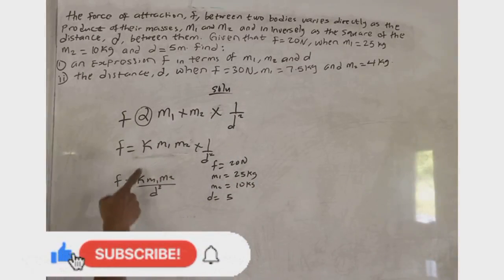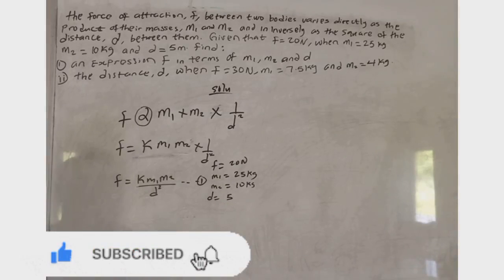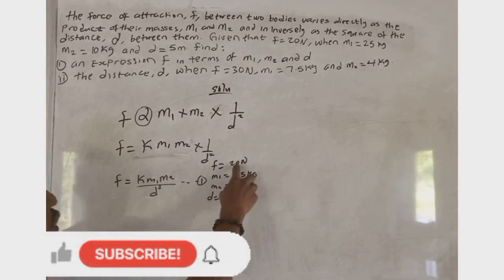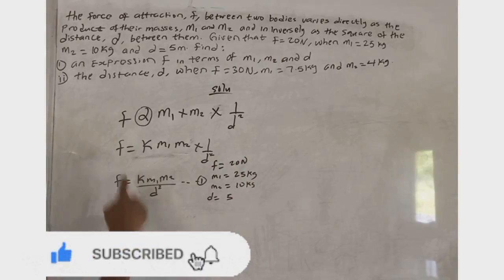So now let's express this. Let me call this equation 1, because I love proving. In order to find this constant k, because we are given all this data: F equal to 20, m1, m2, and d. We want to find the value of this k.